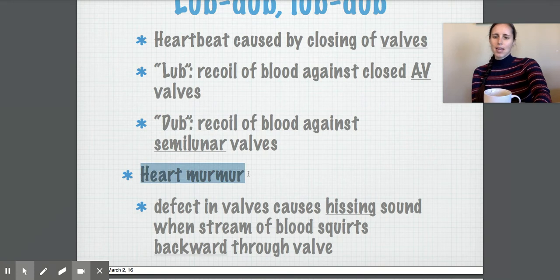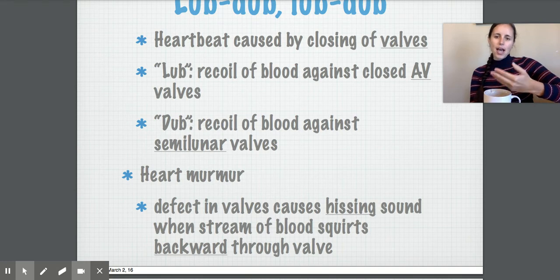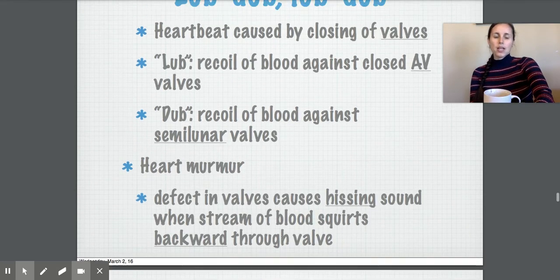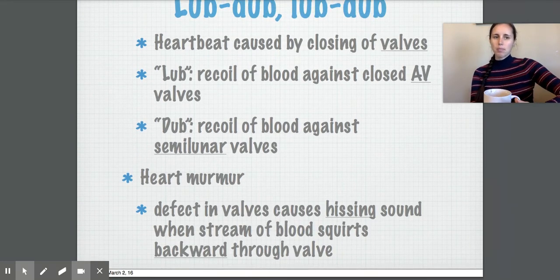You might have heard of someone that has a heart murmur before. My sister-in-law had a heart murmur as well. A heart murmur is a defect in the valves. It causes almost a hissing sound. So it means that your valves aren't working totally properly, and what is happening is you get blood squirting backwards through the valve. So you get a steady stream of blood squirting backwards. It almost sounds like a hissing sound, and that's how you represent a heart murmur. Sometimes it can be very dangerous. Sometimes it can be totally benign as long as they're monitored.